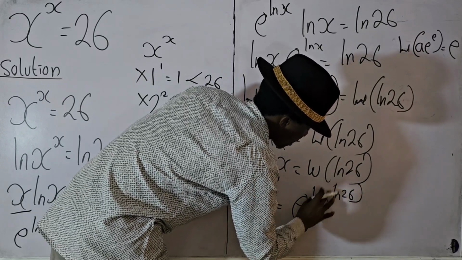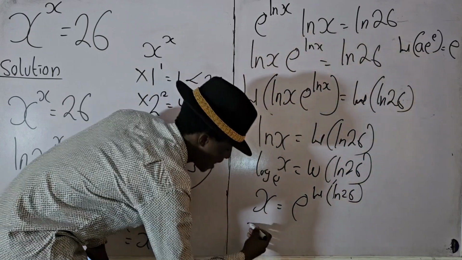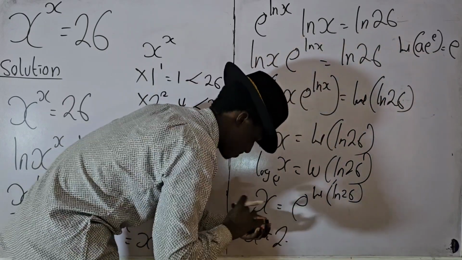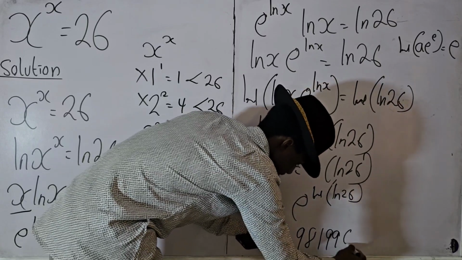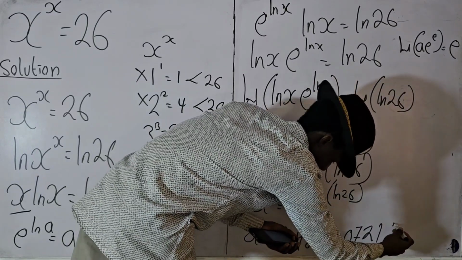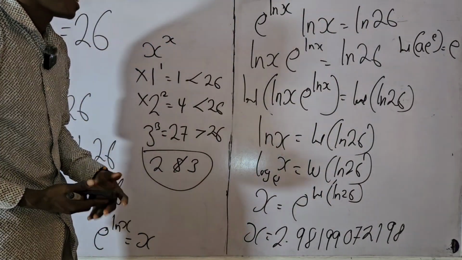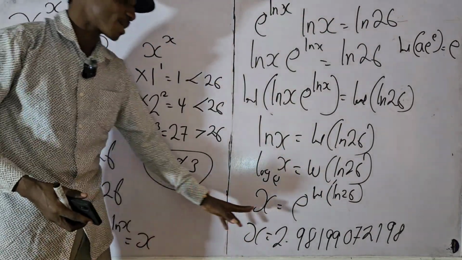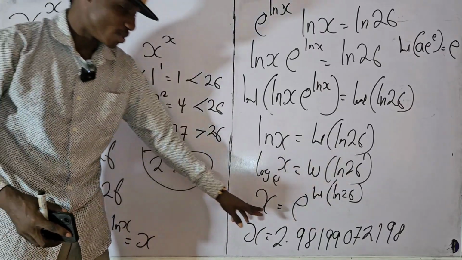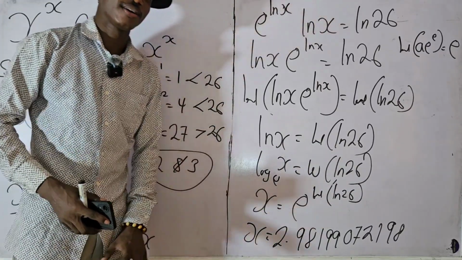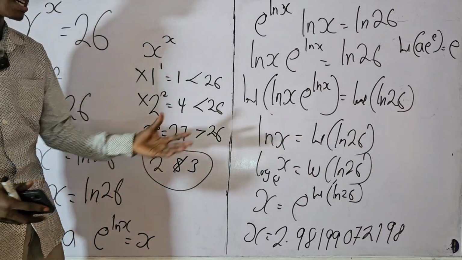Now, if you use Wolfram Alpha, are you getting it? x will be equal to 2.981990729198. This is the value of x. Are you getting it? So you see, there are some calculators that can operate this. Not all calculators, you understand. But if you can get to this point, you are almost done. So anytime you encounter this kind of equation, just approach it like this.